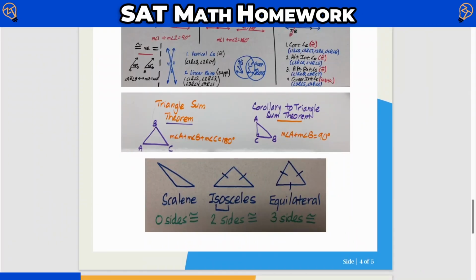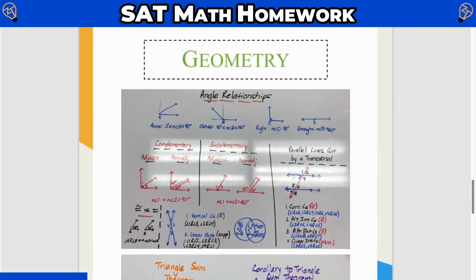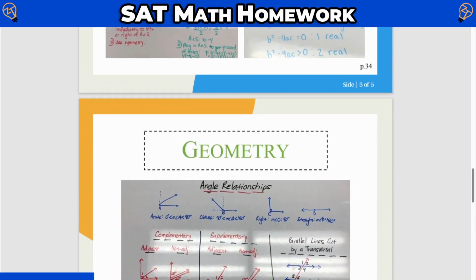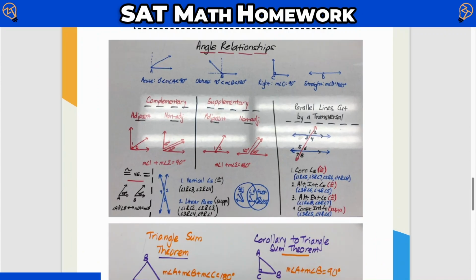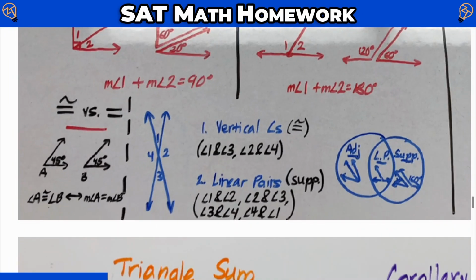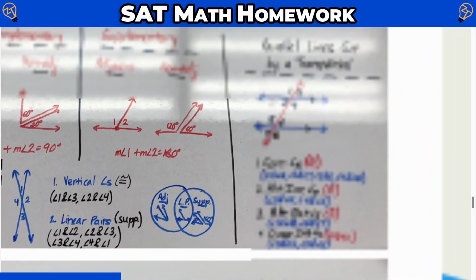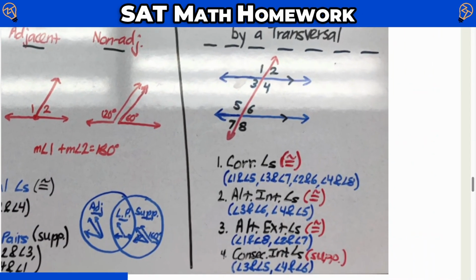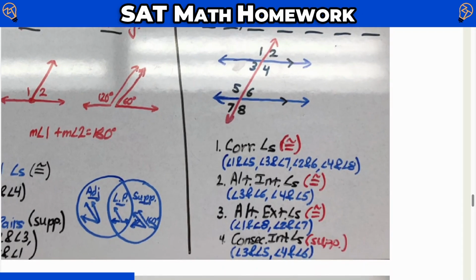And they're all displayed on side 4 of our math reference document, which is the back of page 34. So we already have discussed the difference between vertical angles and linear pairs, which is when you have two lines intersecting. However, when you have parallel lines cut by a transversal, in other words, you have the intersection of three lines, you have these four relationships.